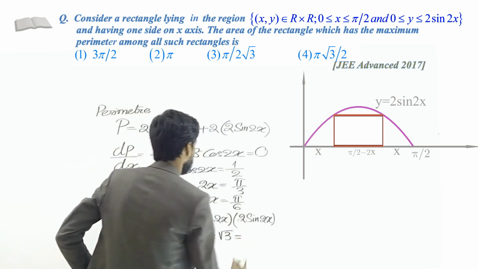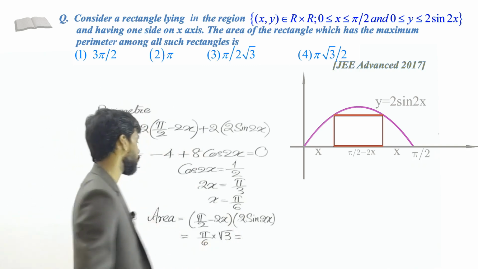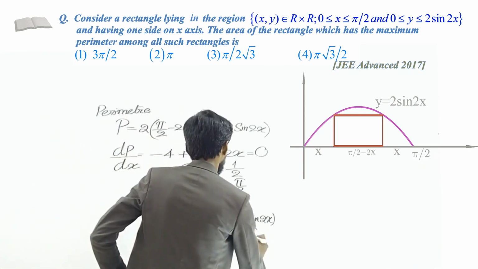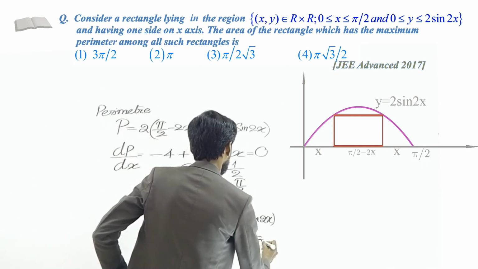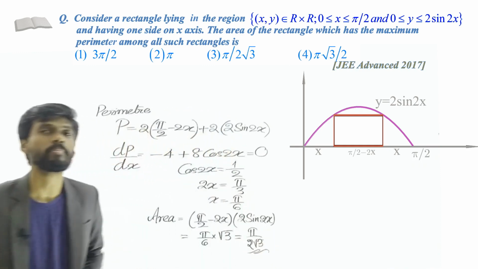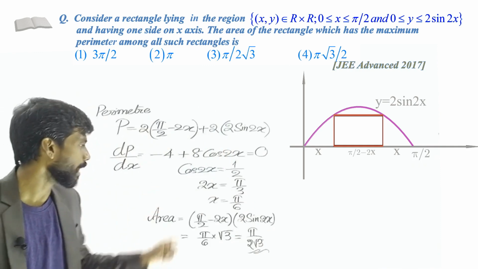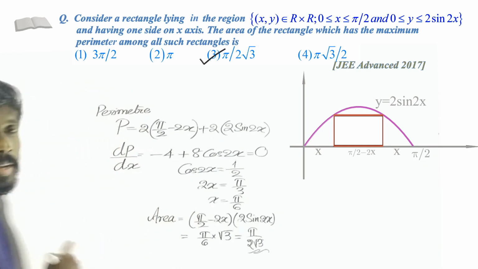So that value is, okay, we can write this 6 as 2 multiplied by 3, so that is pi by 2 root 3. So that's all. So this is our required area. So the area for which the perimeter is maximum is pi divided by 2 root 3.